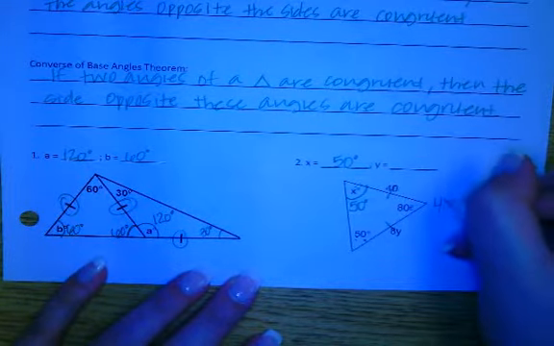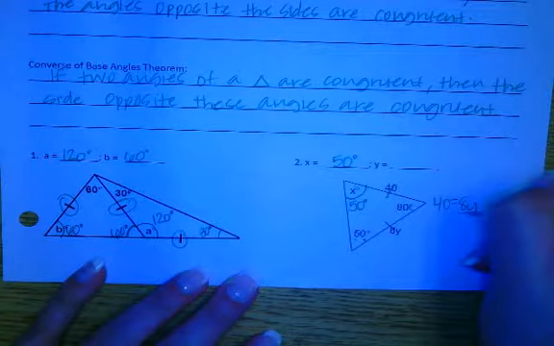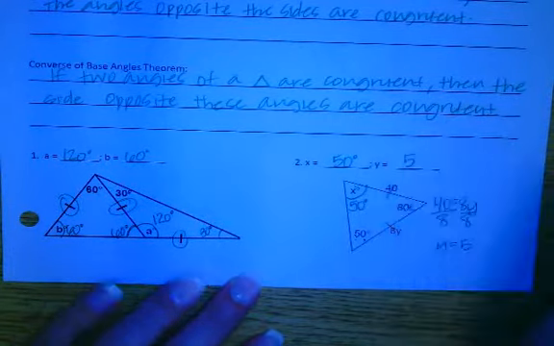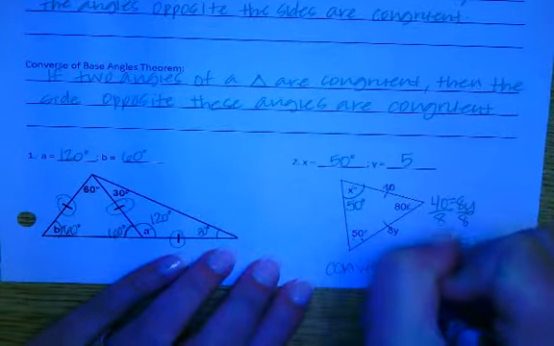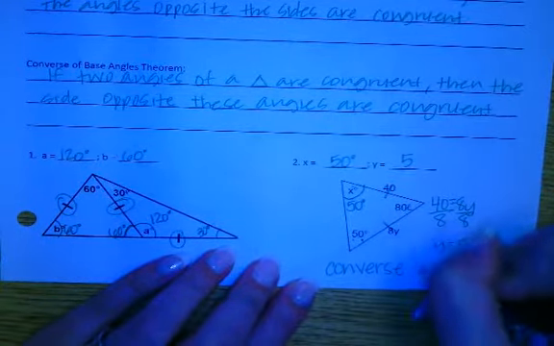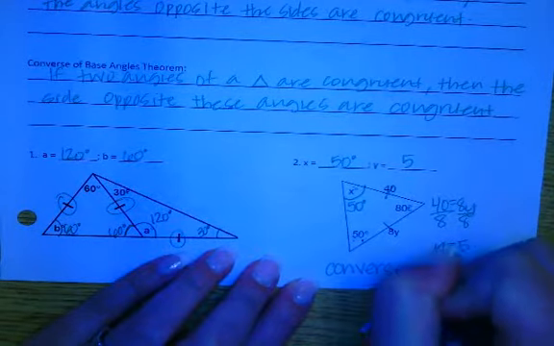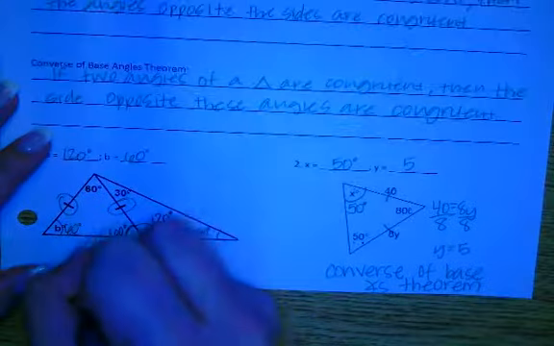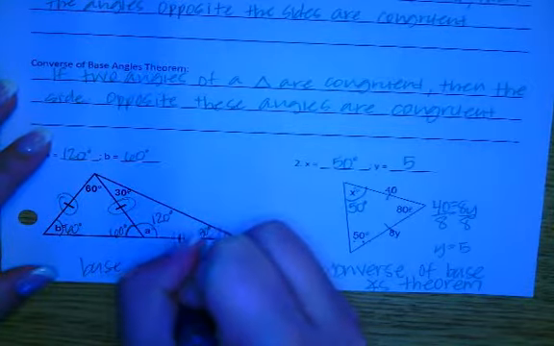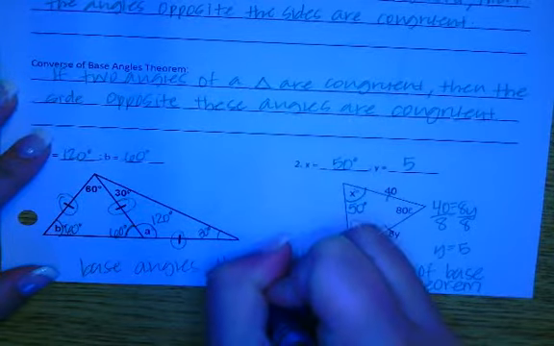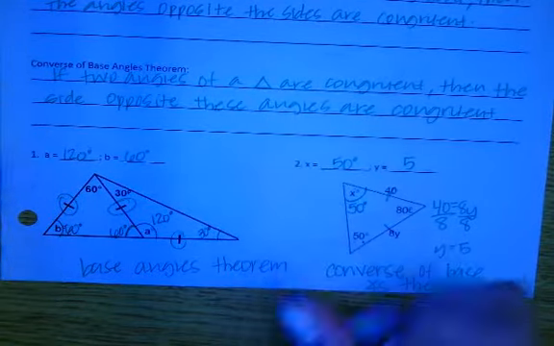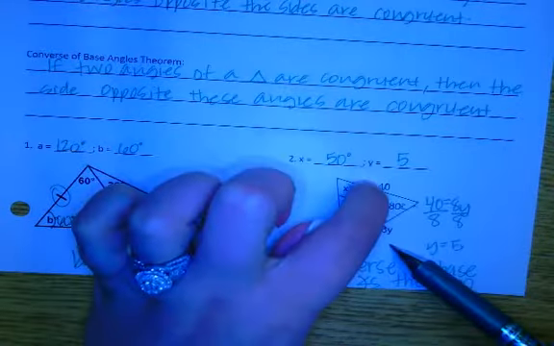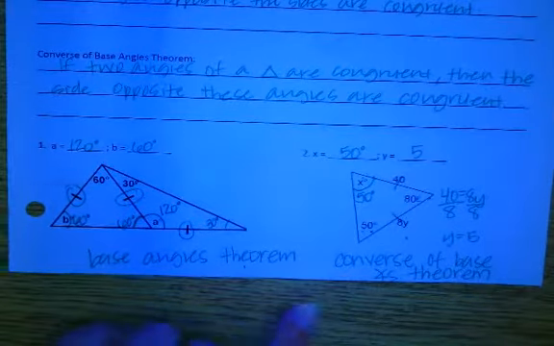Set your two sides equal to each other. So what does y equal? 5. So this is the converse of the base angles theorem, and this one was your base angles theorem. When you're going from sides to angles, it's the base angles theorem. When you're going from angles to sides, it's the converse of the base angles theorem.